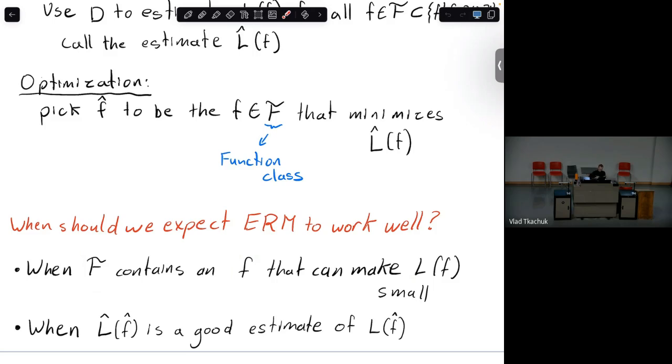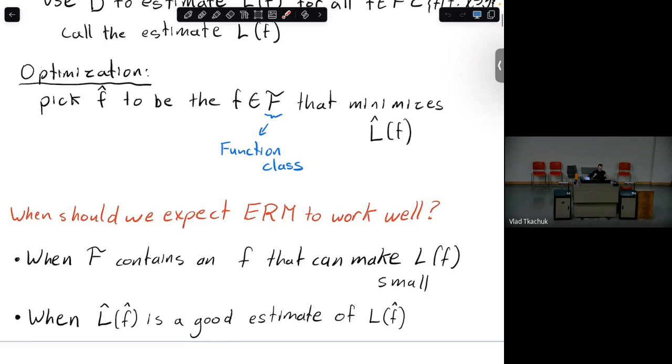And the other thing is that you can also expect it to be good when the estimated loss of the function, like the predictor you output, f hat, is actually a good estimate of the true thing, because then you know that this thing that we optimized actually is truly representing the thing we want small, and the thing the function class we were searching over indeed did have a predictor that could make it small.